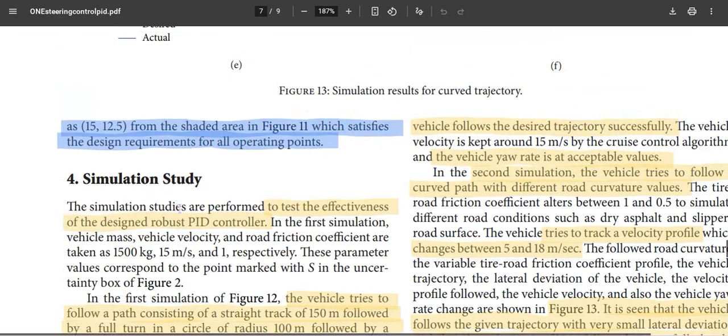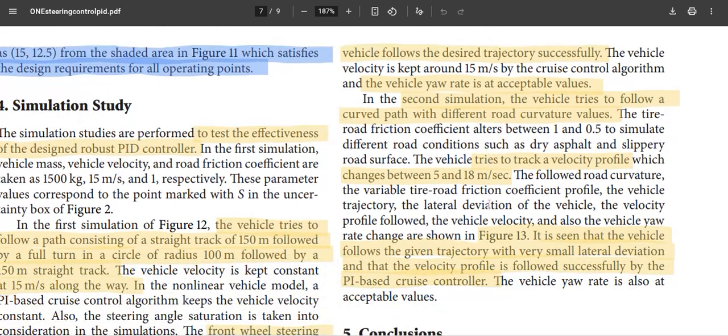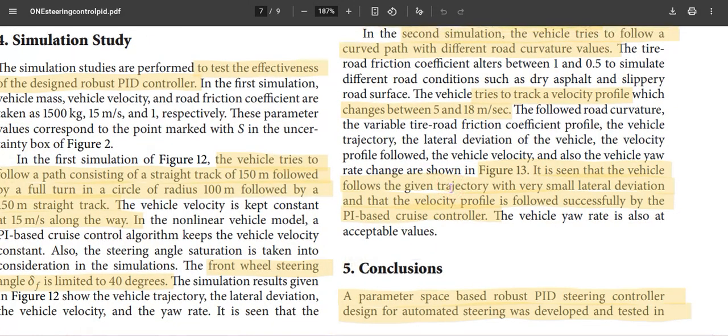And the second test is where the vehicle tries to follow a curved path with different road curvature values, and the speed is expected to change between 5 and 18 meter per second. Since we are only controlling the steering, the speed would be controlled independently.